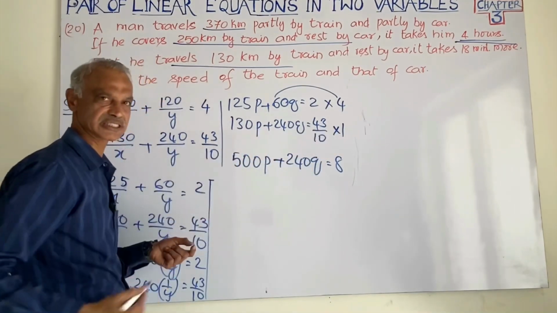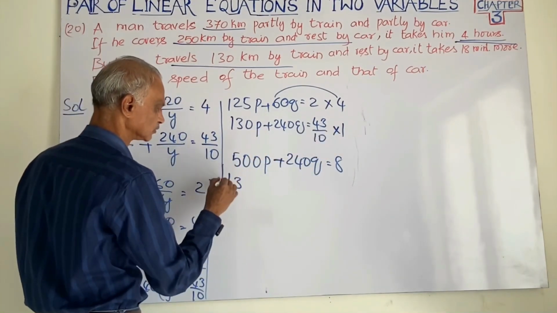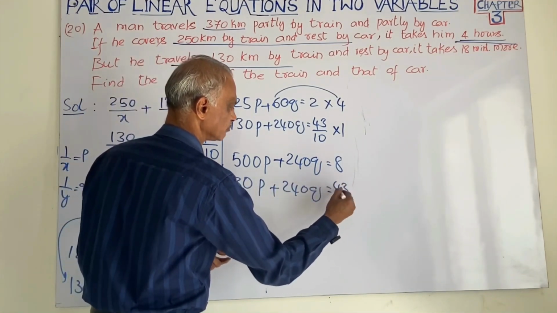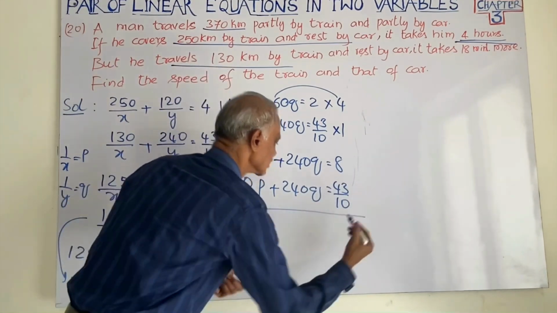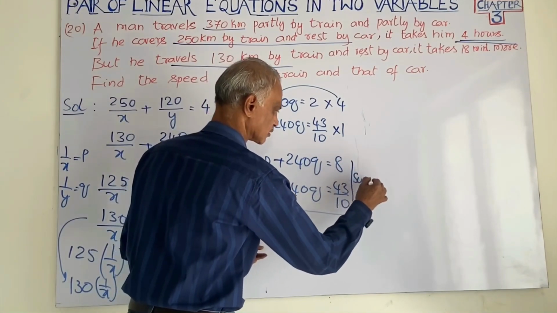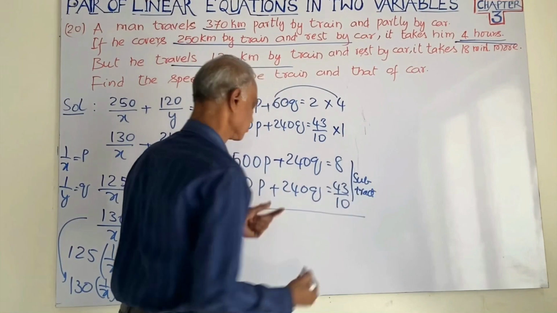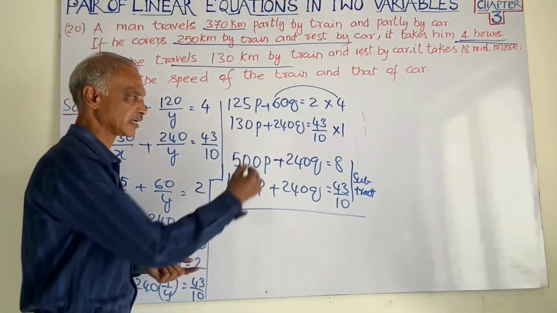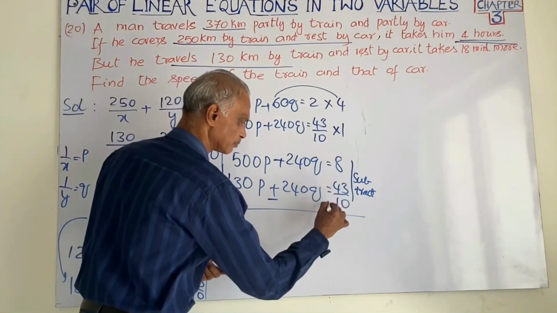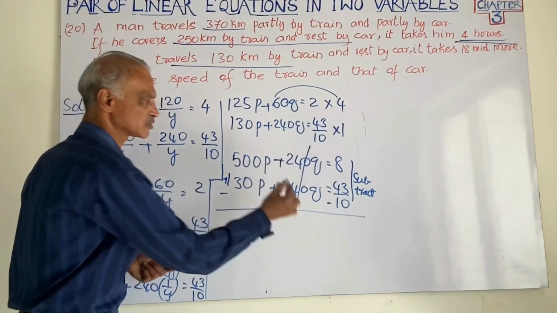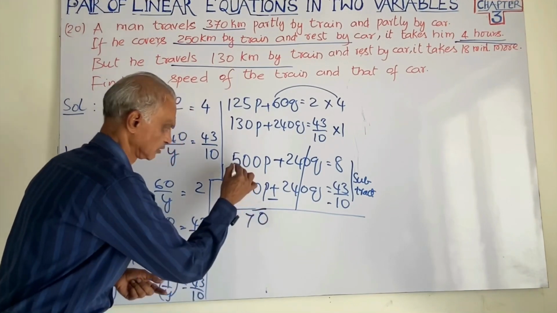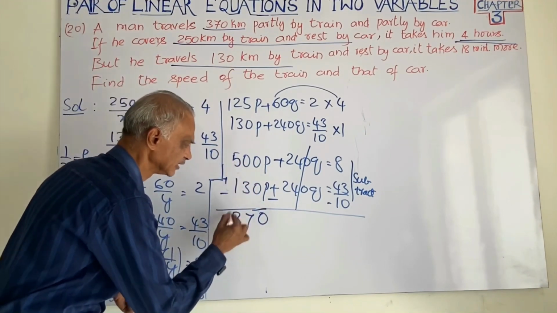Next, multiply the other equation by 1, and you will have 130p + 240q = 43/10. Subtract this equation from this equation. Because both have plus signs, here plus becomes minus, and here plus becomes minus. See, 240q minus 240q cancels. You get 0, and 500 minus 130 is 370, that is 4 minus 1, 3, and 7.